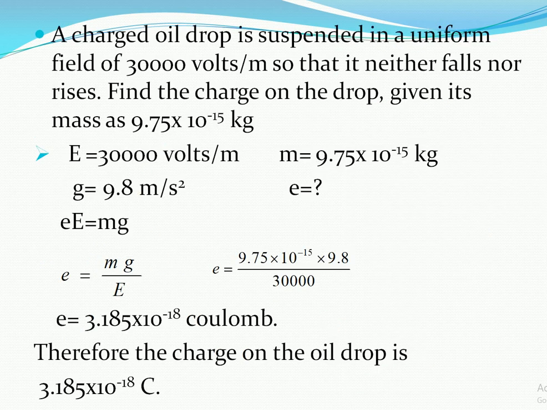Numerical. A charged oil drop is suspended in a uniform field of 30,000 volts per meter, so that it neither falls nor rises. Find the charge on the drop, given its mass as 9.75 × 10^-15 kg. In this numerical, the electric field intensity is given, that is 30,000 volts per meter. Mass is also given, that is 9.75 × 10^-15 kg. Gravitational acceleration is 9.8 meter per second square, and we have to calculate the value of e.